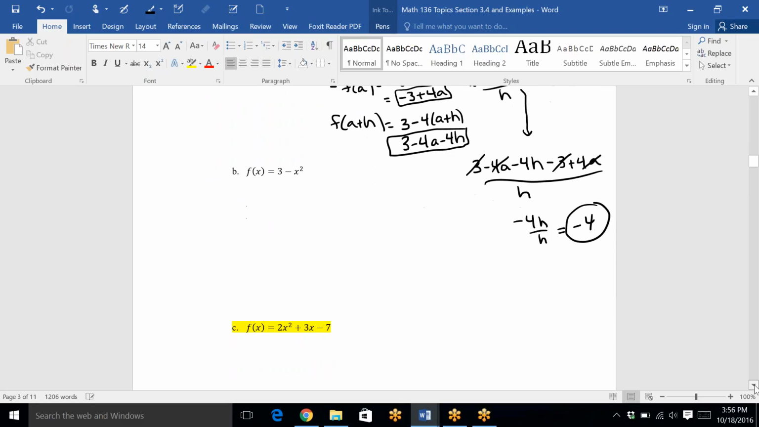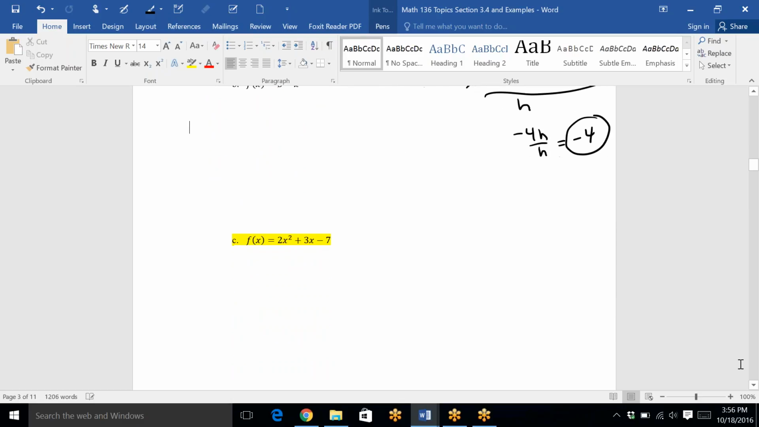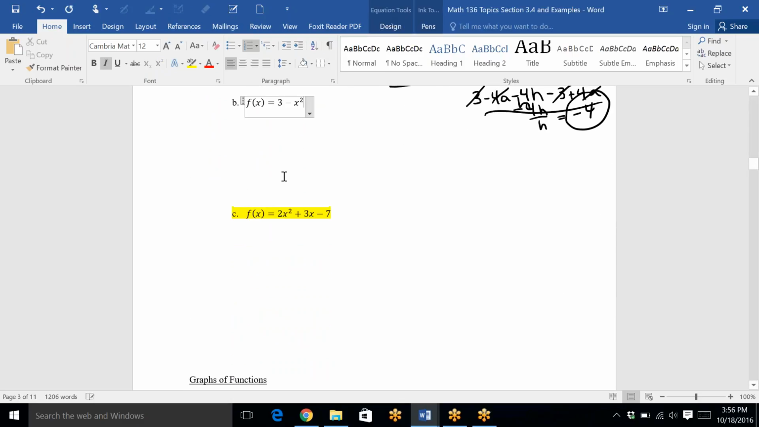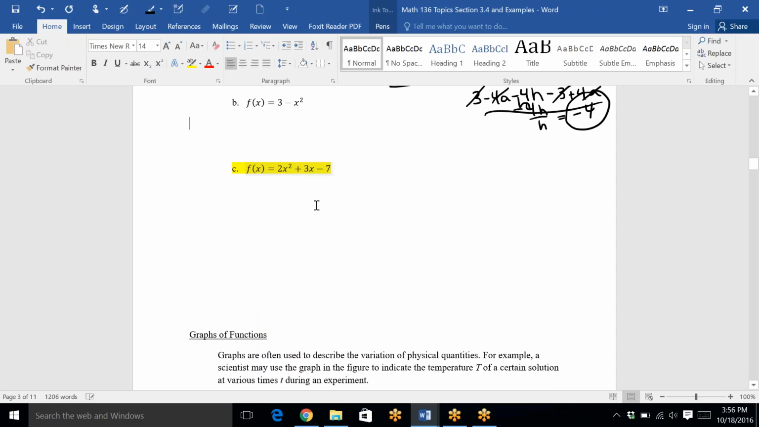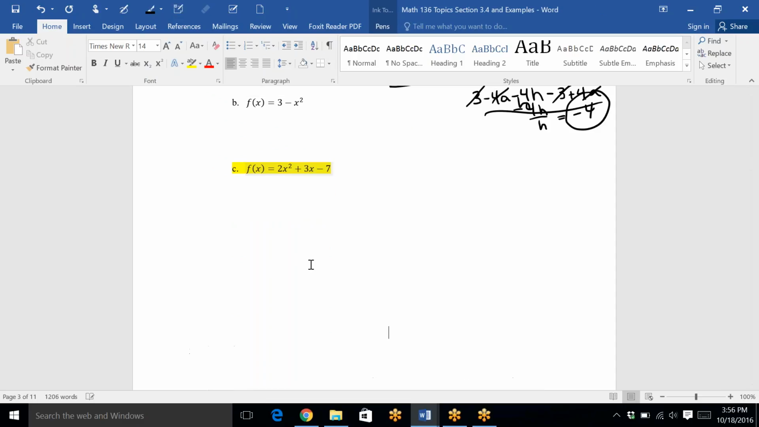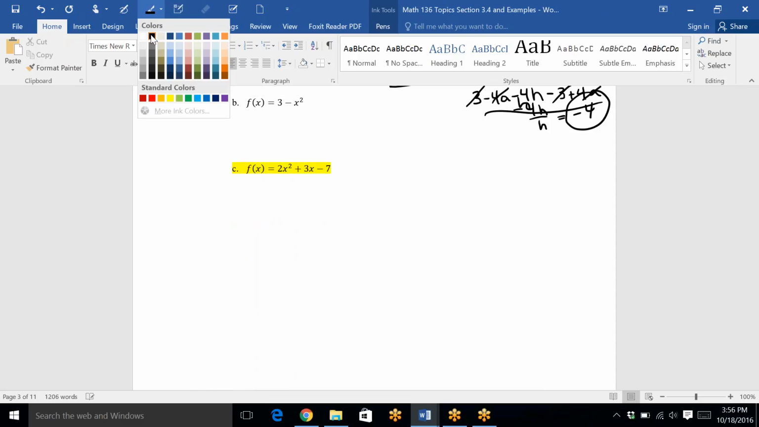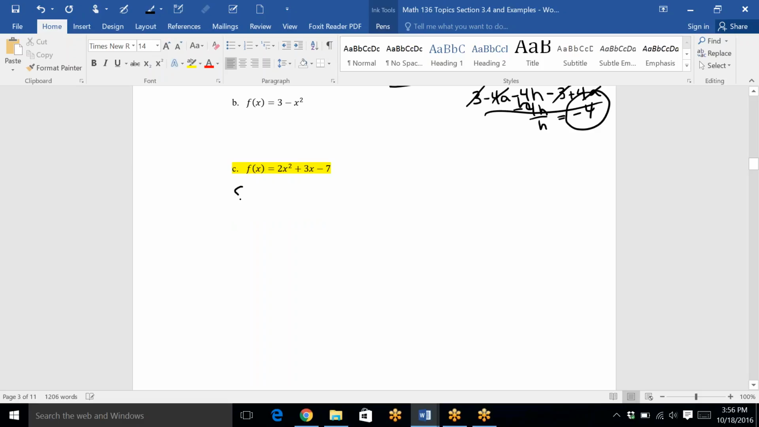Okay, we need to do the same thing for part C. I'm going to give myself a little bit more space this time. So we need to do f of a. This time we do have a harder problem though because we have an x squared and an x. F of a would just be 2a squared plus 3a minus 7. F of negative a will require a little bit of work. We need to plug in a negative a and then work out any signs.